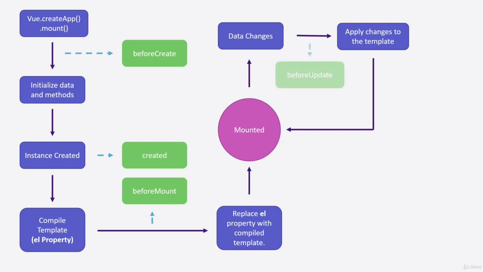We are provided two hooks during this process. The first hook is the beforeUpdate hook. This gets triggered after the data has been updated, but has not been applied to the template. The next hook is the updated hook. This hook runs once the template is patched with the updated data.